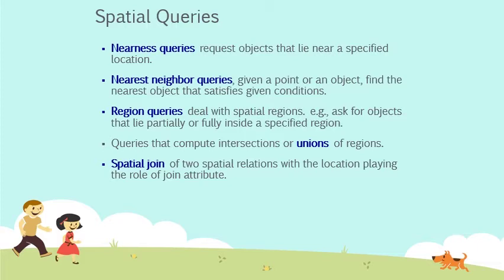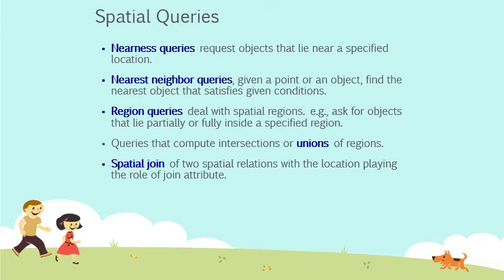For example, we may want to find the nearest gasoline station or a hotel. Note that this query does not have to specify a limit to the distance, and hence we can ask even if we have no idea how far the nearest gasoline station lies. Then we have region queries, which deal with the spatial region. Such a query can ask for objects that lie partially or fully inside a specified region. A query to find all retail shops within a geographic boundary of a given town is an example of a region query. Queries may also request intersections and unions of regions.